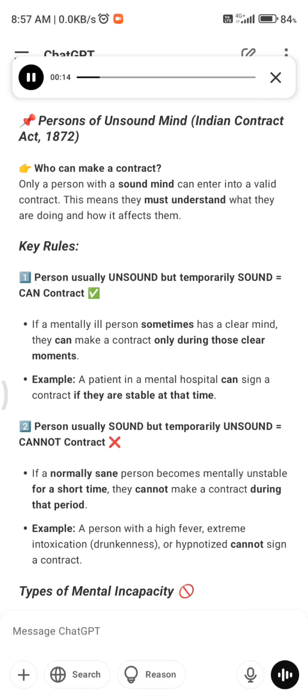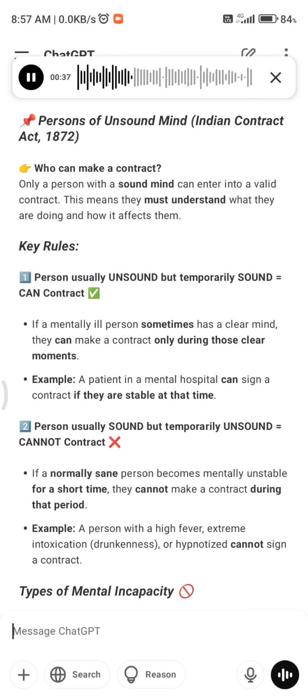Key rules. 1. Person usually unsound but temporarily sound can contract. If a mentally ill person sometimes has a clear mind, they can make a contract only during those clear moments. Example: a patient in a mental hospital can sign a contract if they are stable at that time.